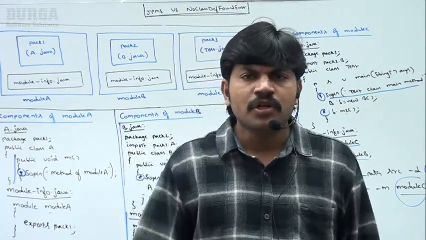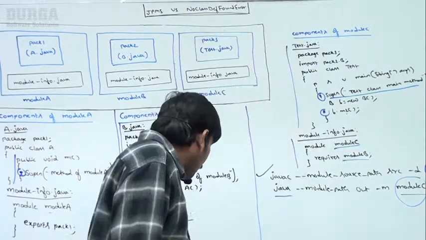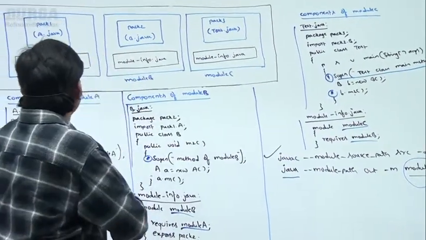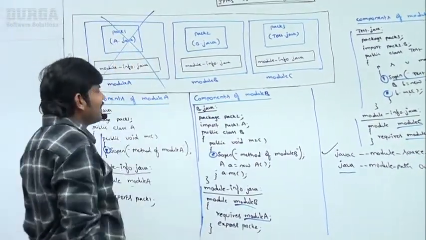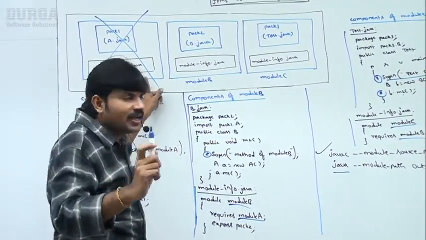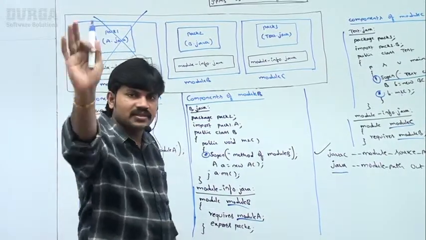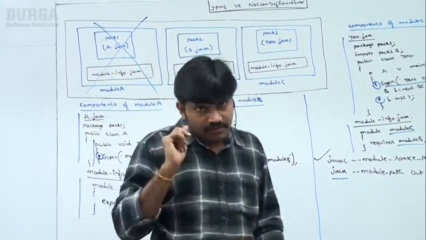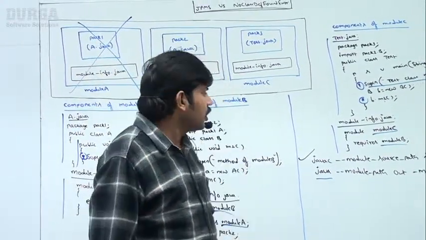What I want to do: from the out folder, I want to remove module A. Are you getting? I want to remove module A from the out folder. Module A is removed, right? Now I'm trying to execute. Hey JVM, can you please execute my program?